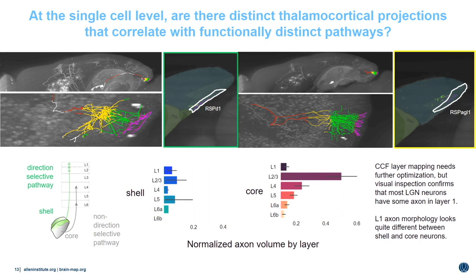We know that this is something that we want to do some further validation on, but just to give you a sense that most of the LGN neurons that we're seeing have axon that's going to layer 1. It's seeming like the relative distribution of layer 1 axon for core neurons and shell neurons may be different, and then also the axon itself looks quite different.